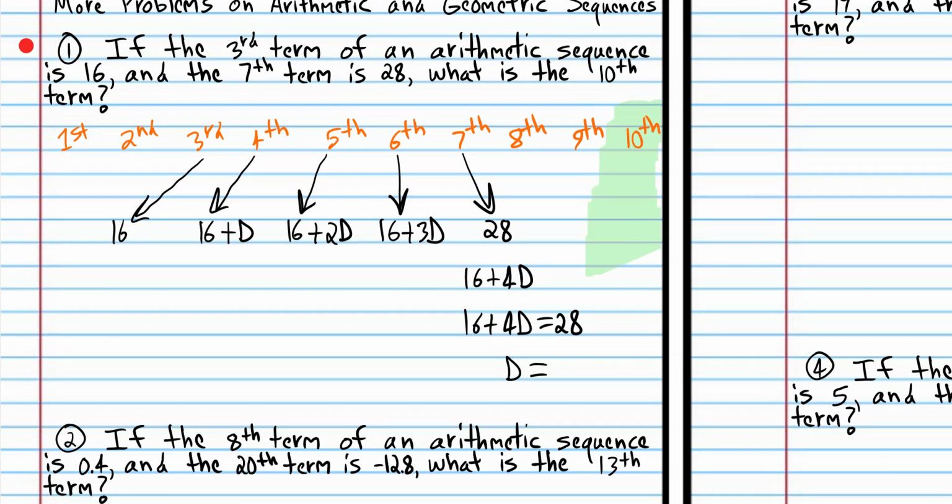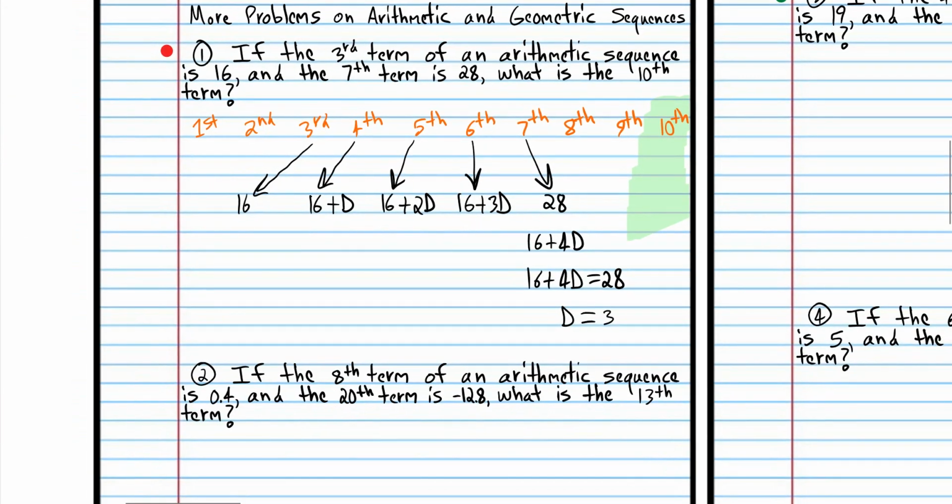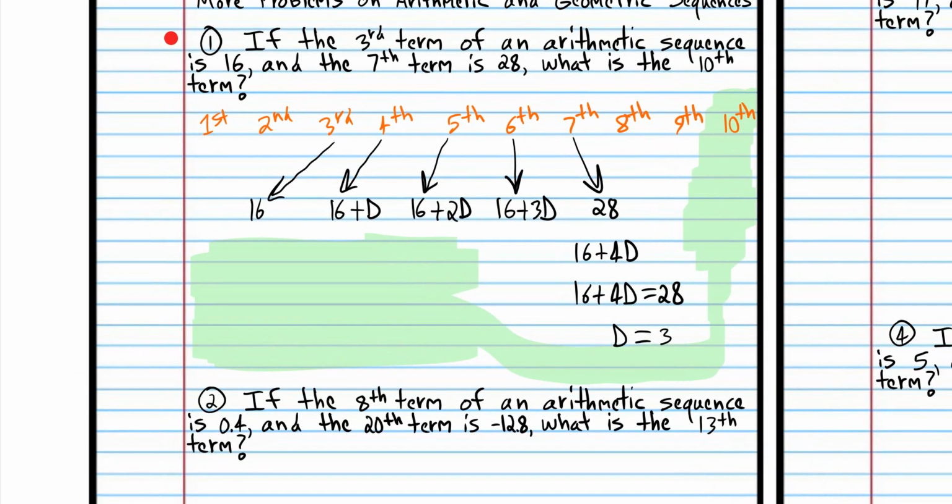So if we subtract 16 from both sides, we get 12. Divide both sides by 4, and we get 3. So the common difference is 3, and we don't have a lot of room to write over there, so I'm going to move to the left. And so to find the 10th term, which is what we're looking for, I'm going to start with the 7th term because that's closest.